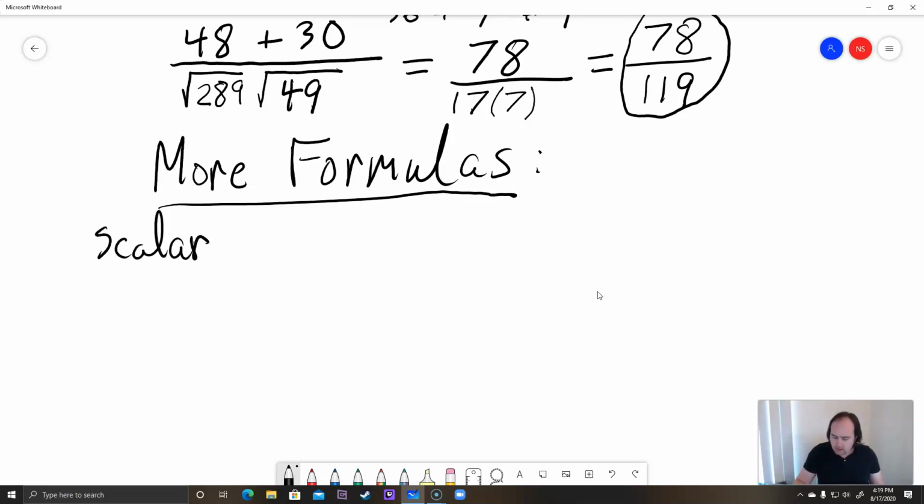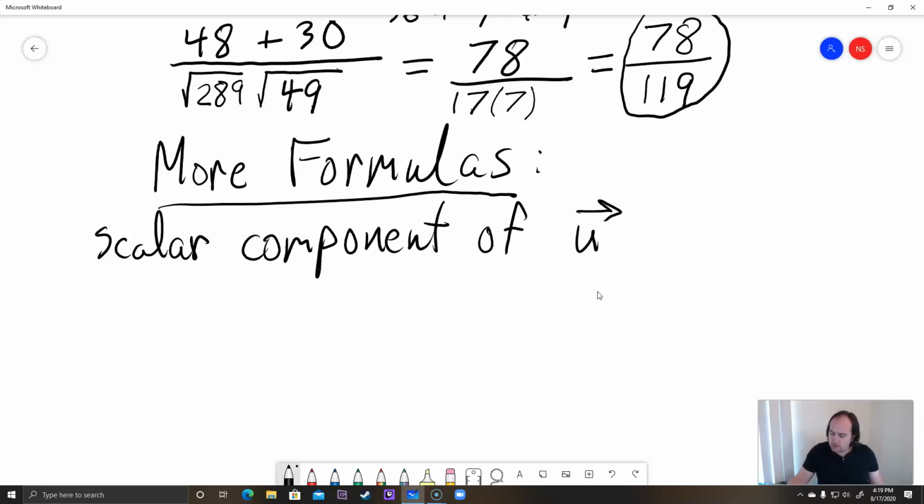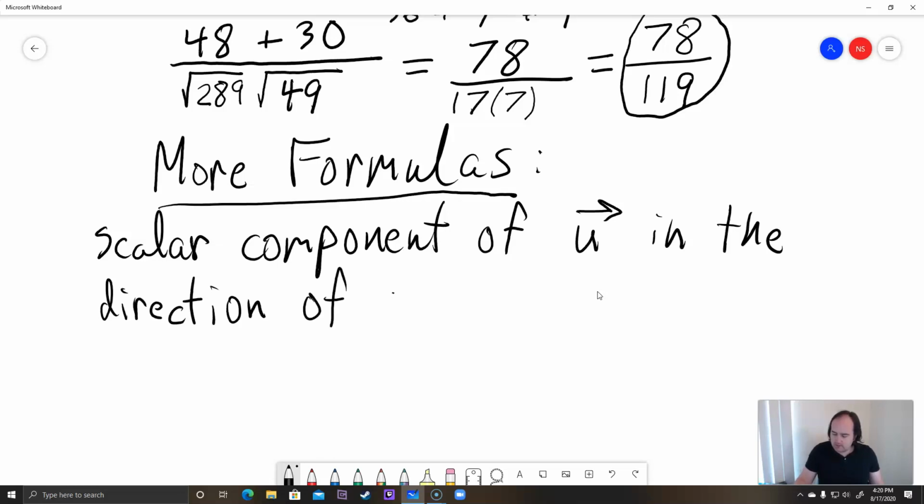Scalar component of u in the direction of v. And that's actually the whole name of it. It's a pretty long name.